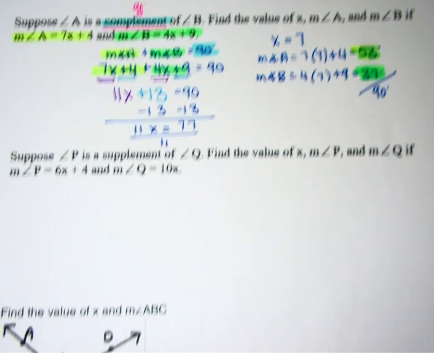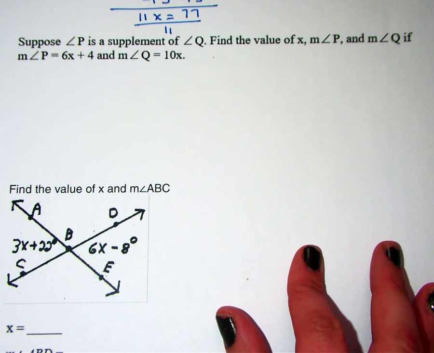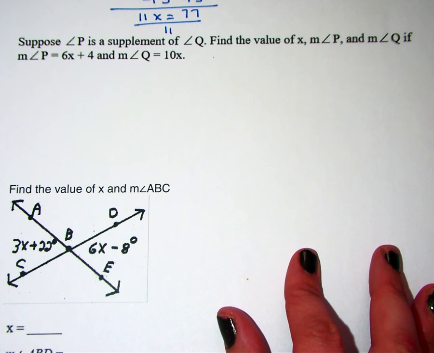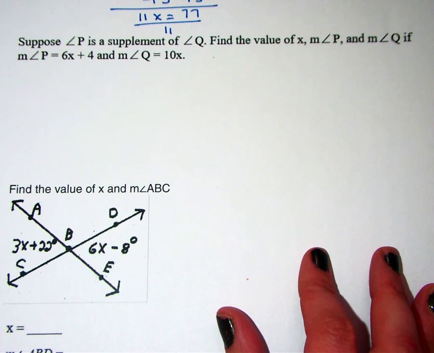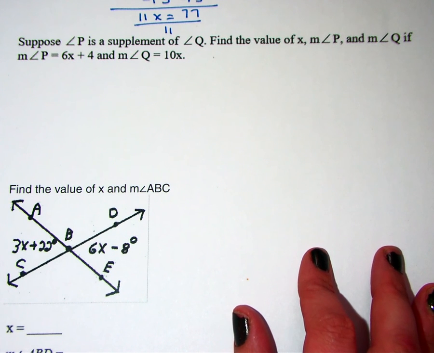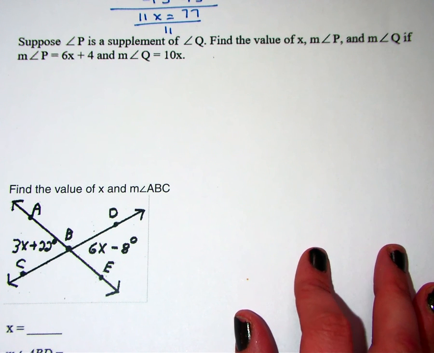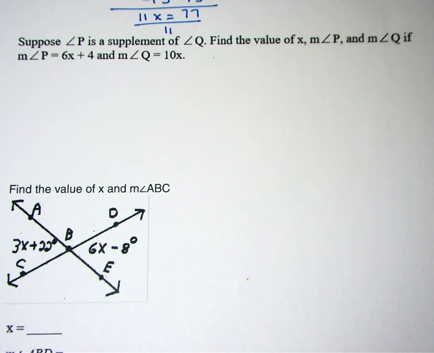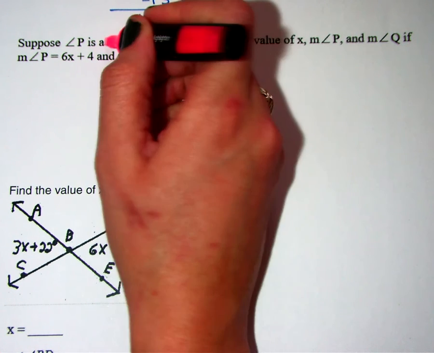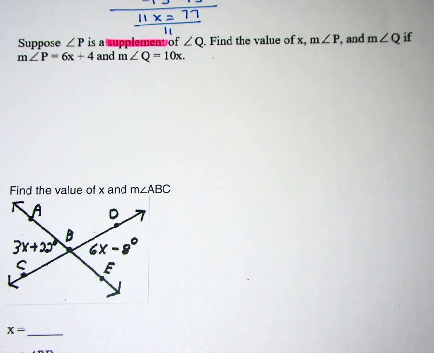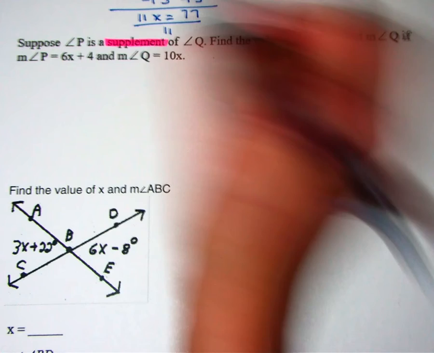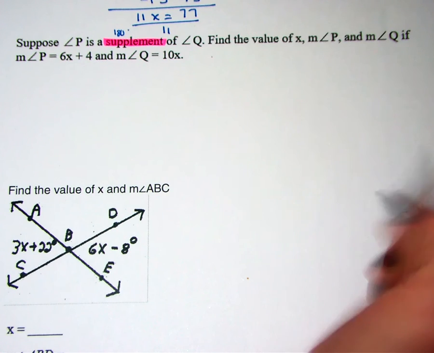Let's try number 2. Suppose angle P is the supplement of angle Q. Find the value of x, the measure of angle P, and the measure of angle Q if the measure of angle P is 6x plus 4 and the measure of angle Q is 10x. Now in this case, our vocabulary word is supplement or supplementary. That means that the angles are going to add up to 180 degrees.